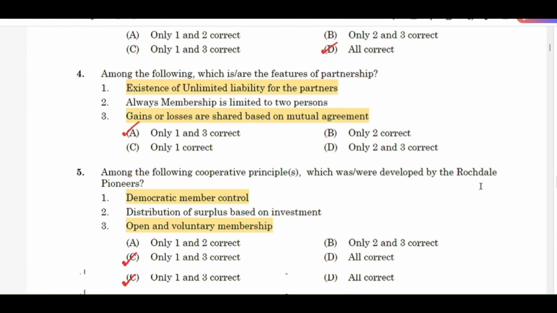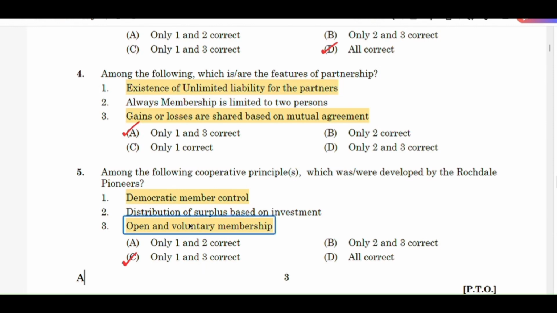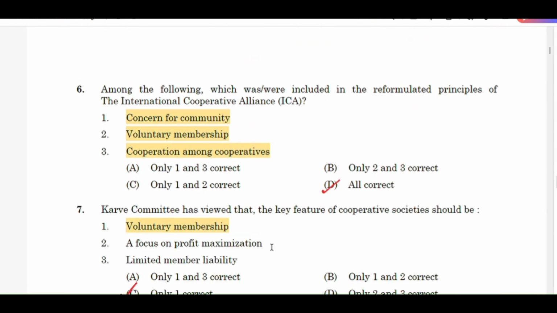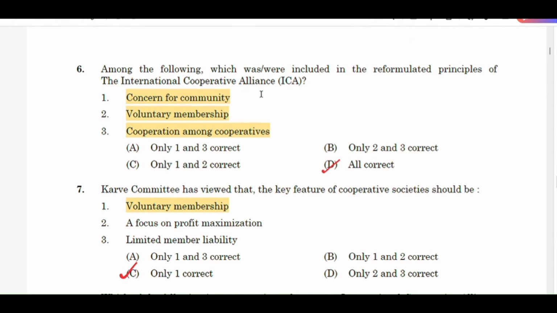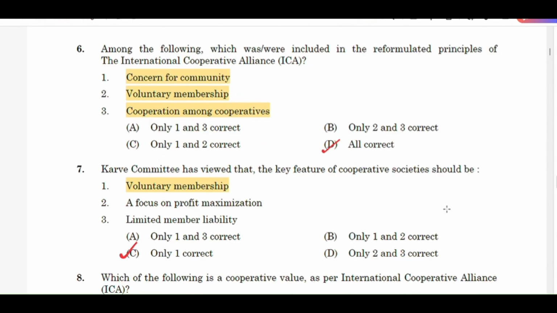Next question, among the following cooperative principles, which were developed by the Rochdale pioneers? Answer is option C, only 1 and 3 correct. Democratic member control, open and voluntary membership. Next question, among the following, which were included in the reformulated principles of the International Cooperative Alliance? Answer is option D, all correct. Concern for community, voluntary membership, cooperation among cooperatives.